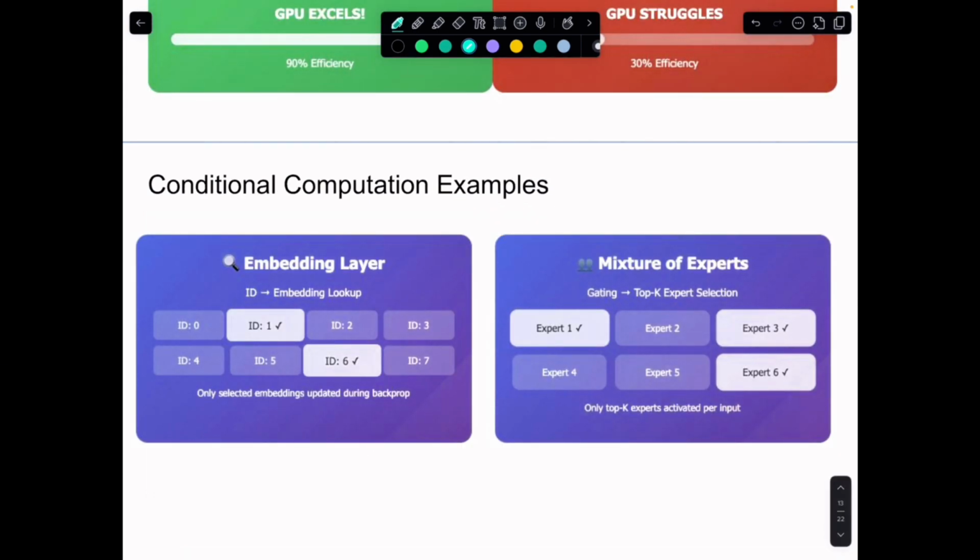Some concrete examples of conditional computation. One is in the binary layer. Basically, depending on your ID, certain parameters are not updated. And the same goes for our use case, mixture of experts. Because the gating only routes input data to the top K experts, a lot of experts are not updated.